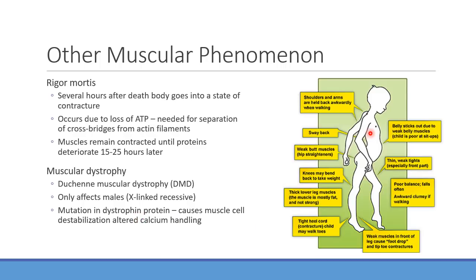Here are some examples of the muscular changes that occur here. They have a lot of issues with their gait and getting around, being mobile. A lot of other problems can develop. So again, lots of different muscular disorders we run into. Here's just a few examples you may see.